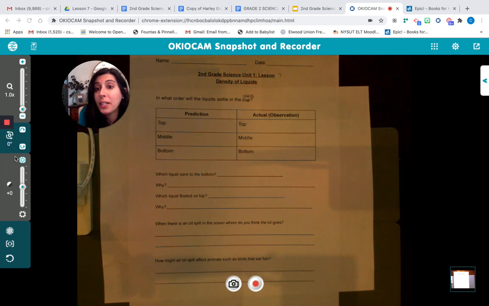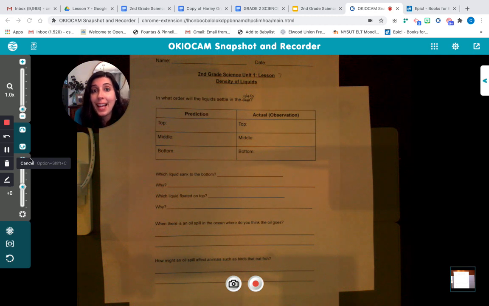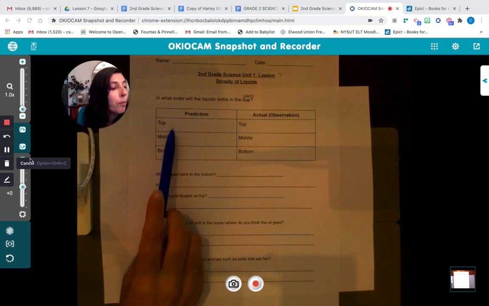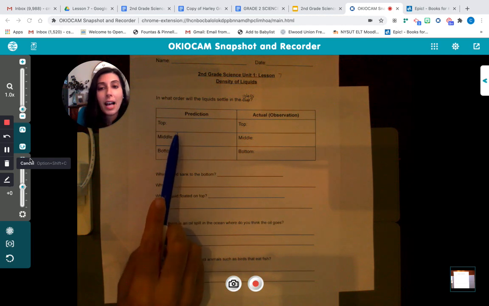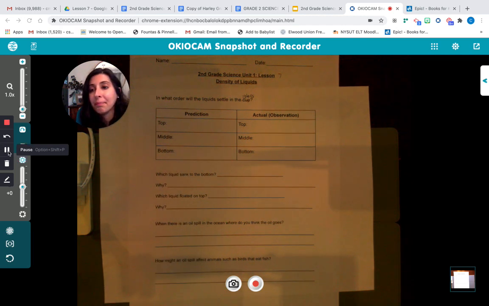And remember, our prediction doesn't have to be right. We are going to do what scientists do and seek out to prove our predictions, right? Because scientists say, I like to prove it, prove it. I like to prove it. Go ahead and write which liquid you think will settle at the top, middle, and bottom.